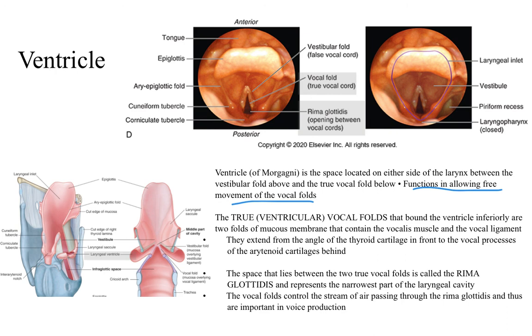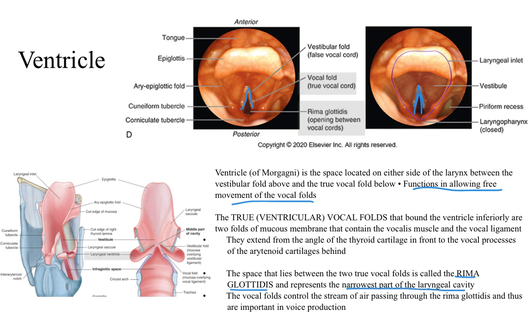The true vocal cords, or the ventricular vocal cords, are these ligaments here, and you can see them in this laryngoscope picture right here that actually look like ligaments. They have a whitish appearance to them. And the space between them is called the rima glottidis, as opposed to the rima vestibuli that we saw with the vestibular folds. That's going to be the narrowest part of the laryngeal cavity.